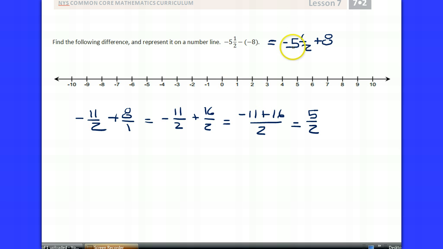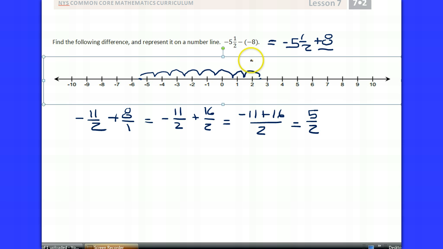So on a number line, we're going to start at negative 5 halves, and we're actually going to subtract a negative, which is the same as adding. So we'll go up 1, 2, 3, 4, 5, 6, 7, 8, and we'll end up at 2.5. So we start at negative 5 and 1/2, and we've moved a distance of 8. I hope this helps.